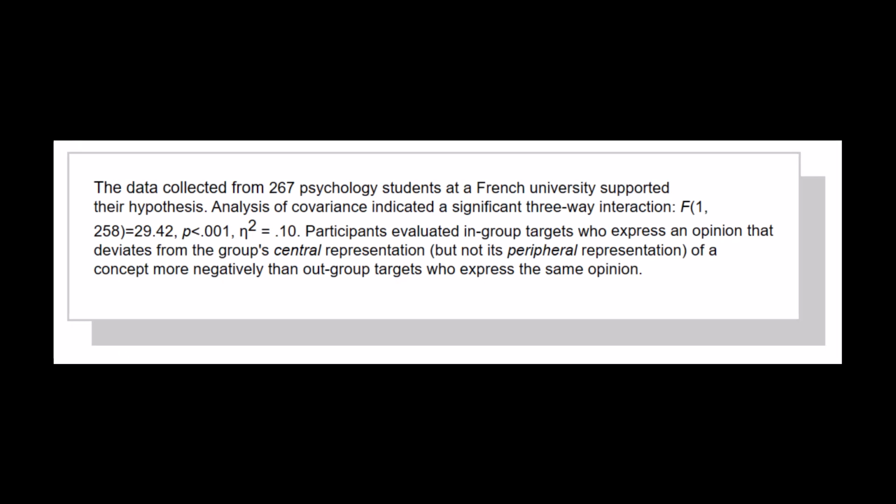Now let's look at Zouhri and Rateau's hypothesis test from their experiment. They collected data from 267 psychology students at a French university. Analysis of covariance indicated a significant three-way interaction, supporting their hypothesis. Note that this effect didn't hold for the peripheral opinion, only the group's central one.